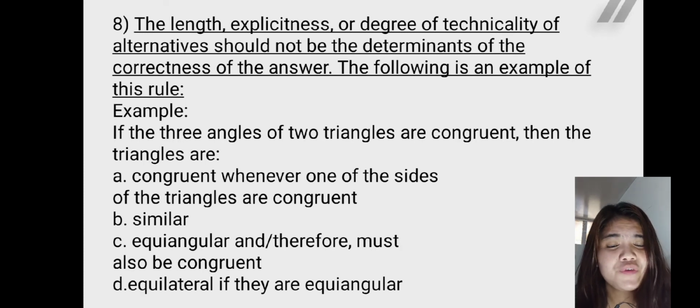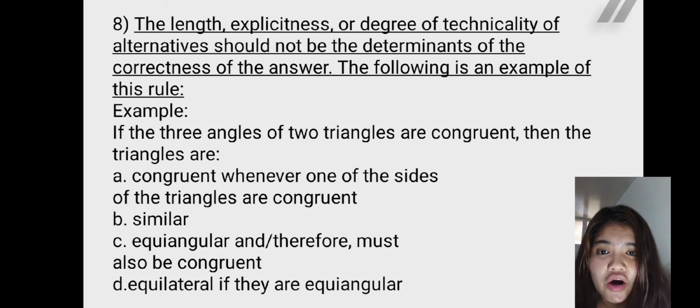Example: If the three angles of two triangles are congruent, then the triangles are: A. Congruent whenever one of the sides of the triangles are congruent. B. Similar. C. Equiangular and therefore must also be congruent. D. Equilateral if they are equiangular. The correct choice, B, may be obvious from its length and explicitness alone. The other choices are long and tend to explain why they must be the correct choices, forcing the students to think that they are, in fact, not the correct answers.